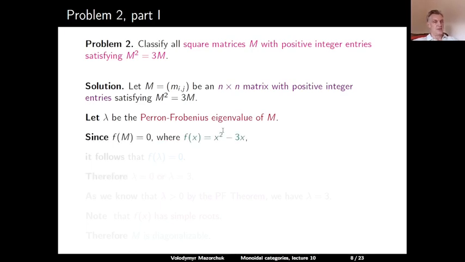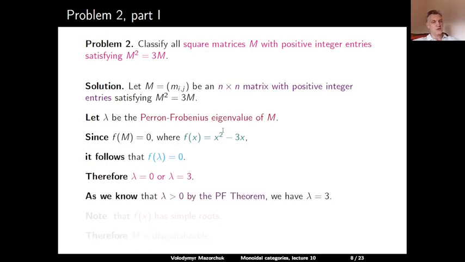By assumption, the matrix M is annihilated by the polynomial x squared minus 3x. Therefore, the Perron-Frobenius eigenvalue lambda must be a root of this polynomial. So lambda squared minus 3 lambda should be 0, which means that lambda is equal to either 0 or 3. But we know by the Perron-Frobenius theorem that the Perron-Frobenius eigenvalue is positive. Therefore, it cannot be equal to 0. So the Perron-Frobenius eigenvalue of M is equal to 3.